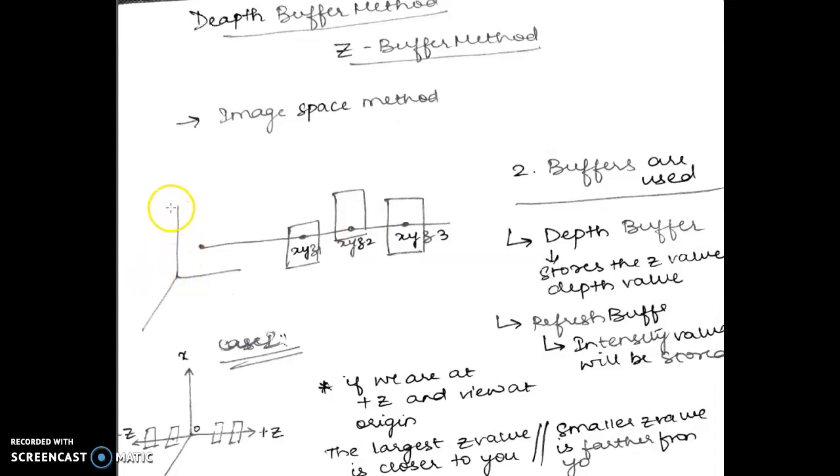Take this diagram, take this as the x-axis, this as the y-axis, and this as the z-axis. Take these three objects having planes x, y, z1; x, y, z2; x, y, z3. So only the z-axis coordinate changes, but the x, y coordinates remain the same. In Z-buffer algorithm, we use two buffers. The first one is the depth buffer, which stores the z value, which is the depth value, and the second is the refresh buffer, which will store the intensity value. These two buffers are used in the Z-buffer algorithm.